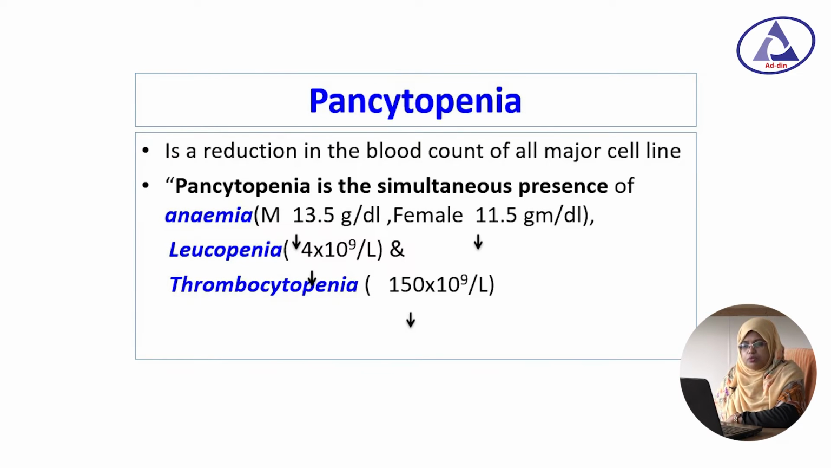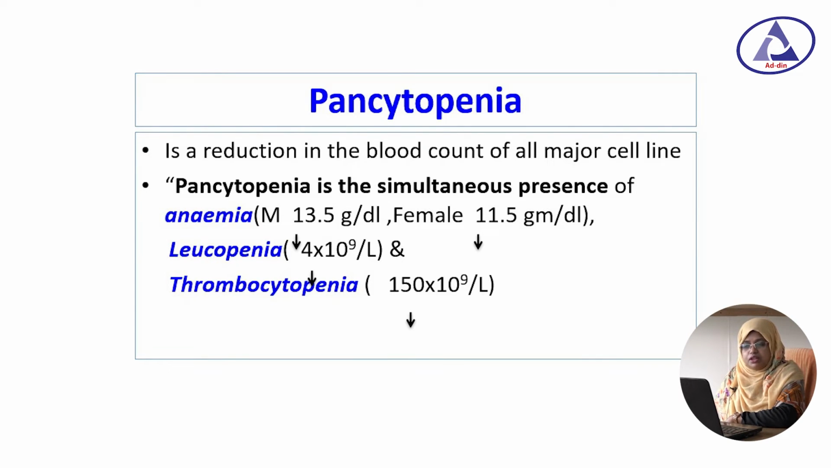Now our next topic, that is pancytopenia. What is pancytopenia? Pancytopenia is a reduction in the blood count of all major cell lines, and so we can say that pancytopenia is the simultaneous presence of anemia, leukopenia, and thrombocytopenia.